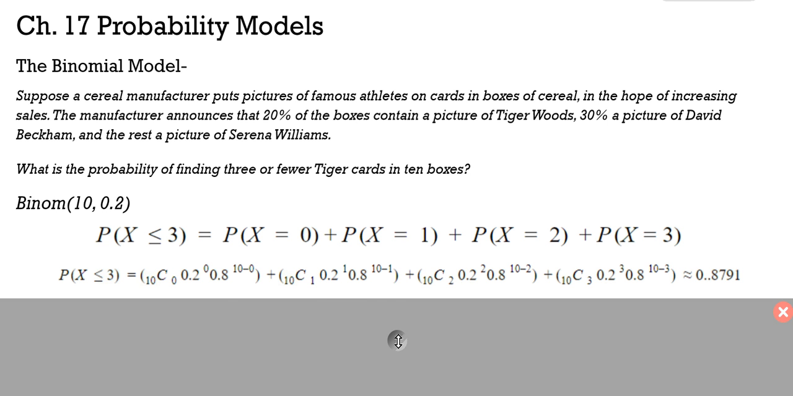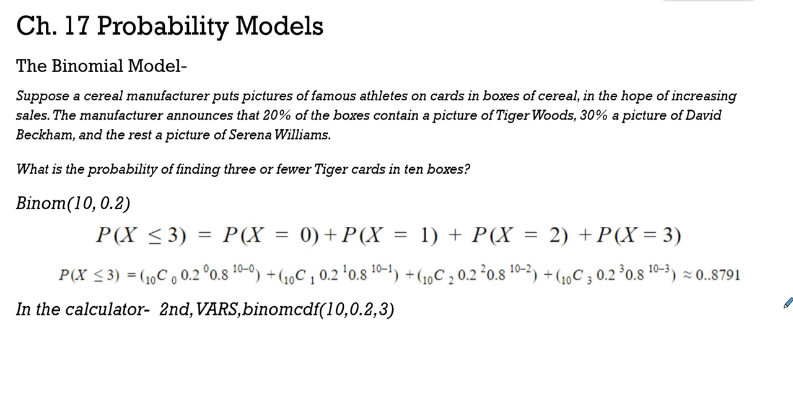Now, how to set this one up on the calculator is slightly different. We look here and we say we still go second vars, binom, but now we're not dealing with a precise value. We're dealing with a group of values. It's everything 3 and fewer. Then we're going to use the CDF function, which is cumulative distribution.